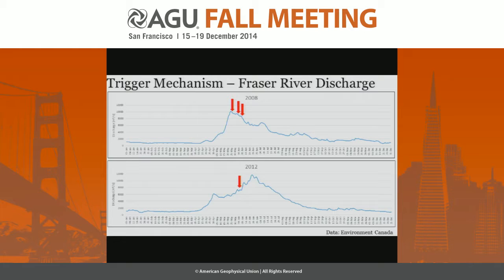So here is a plot of the Fraser River discharge, annual, 2008 on the top and 2012 on the bottom. The red arrows are the days in which the 4 events took place, the 3 in 2008 and the 1 in 2012. It can be seen that both of these events took place near or at high discharge for the year.